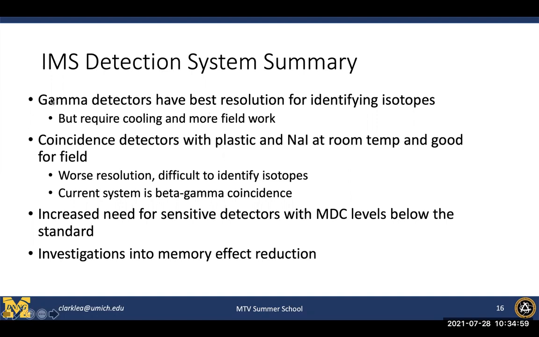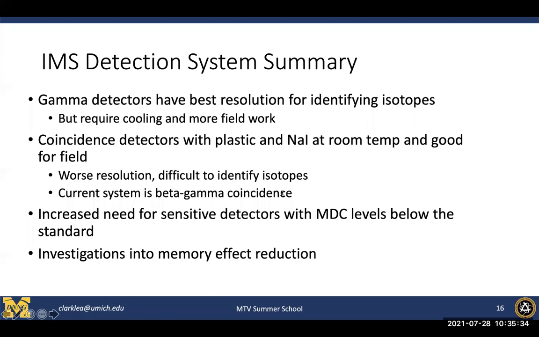But in general, gamma detectors have the best resolution for identifying these isotopes. But again, they require more cooling and therefore more field work. And then we also have these beta gamma coincidence detectors with the plastic and sodium iodide, which are good because they can operate at room temperature, and that's good for being out in the field. But they've been shown to have worse resolution than the gamma detectors, and it's harder to identify the different isotopes.